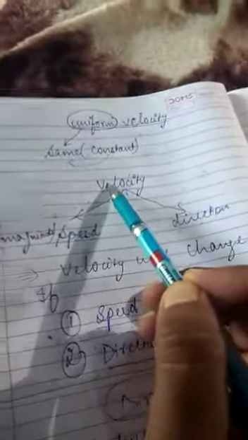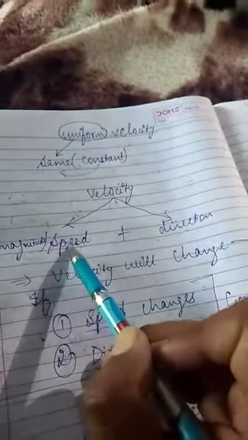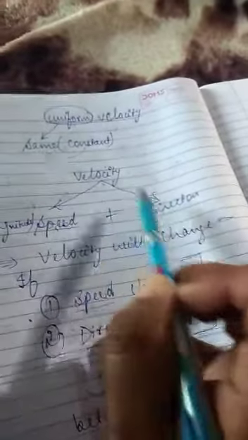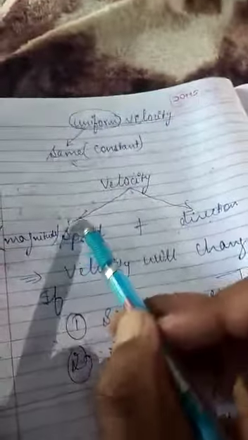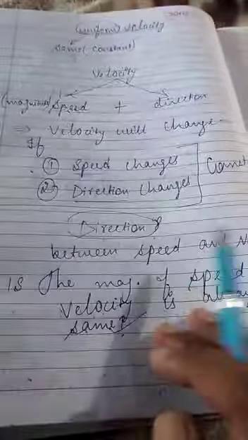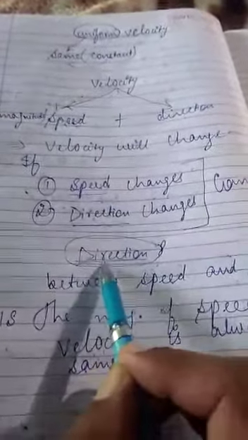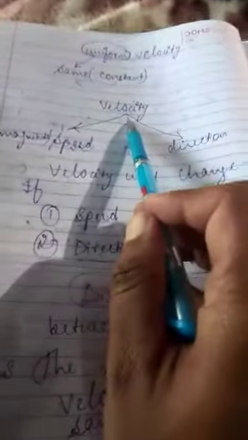After knowing the relation between velocity and speed, that is, when you add direction to speed, speed changes into velocity. And if you remove direction from velocity, it will change into speed. So we concluded that there is a difference of direction between speed and velocity.